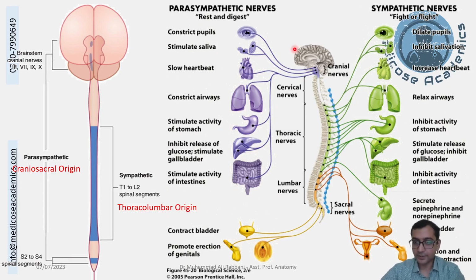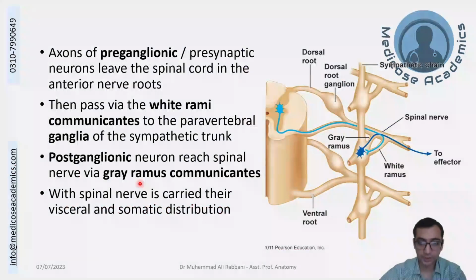Let's get to our main topic, sympathetic. You can see from here, the sympathetic fibers are coming only from the thoracic segment and the lumbar segment. So its origin is called thoracolumbar output. This origin is strictly speaking coming from segment number T1 to segment number L2. So thoracolumbar segment. Let's dive into a little more detail.